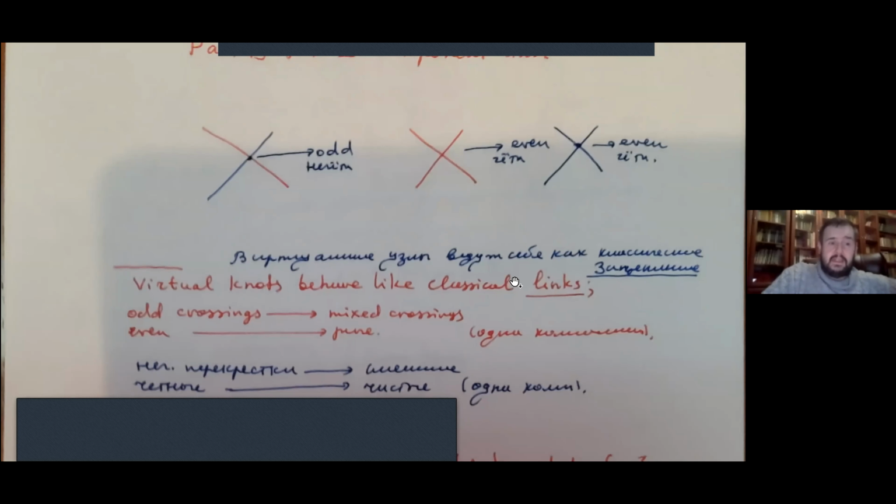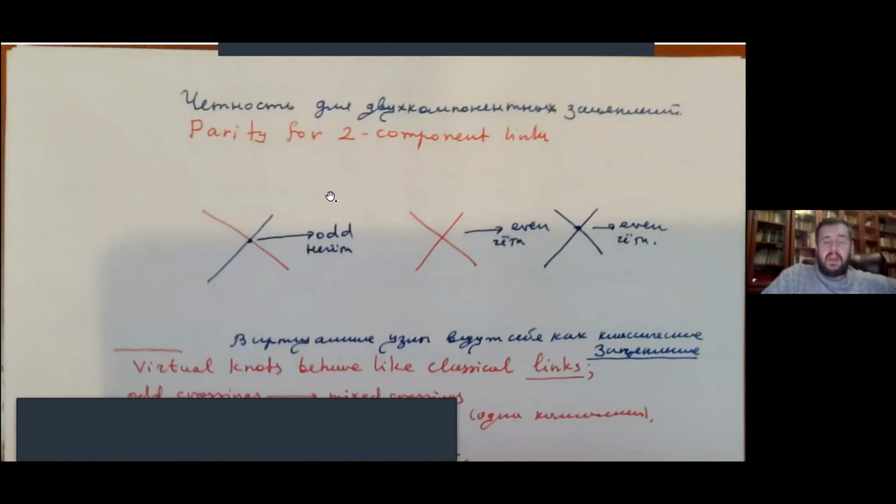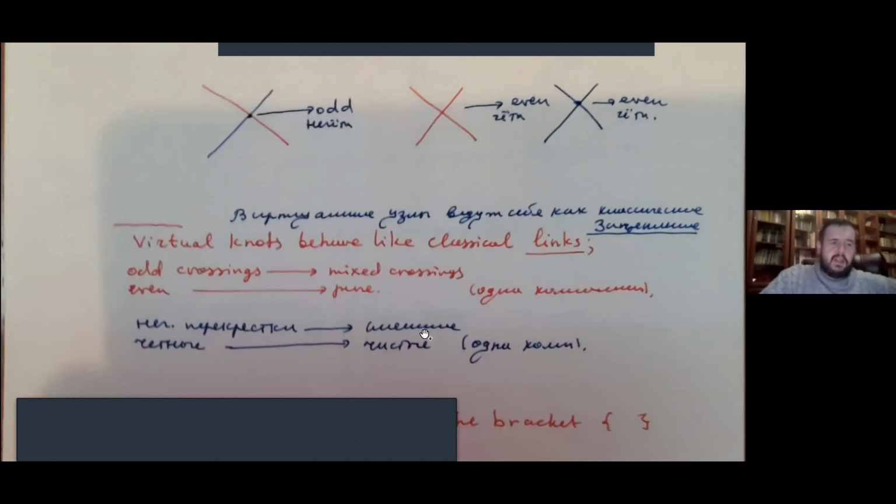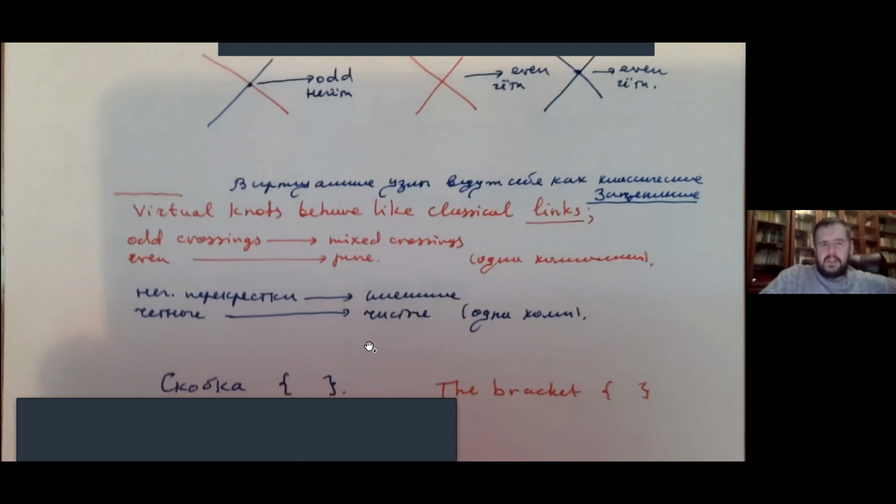So you see links in the following sense. If we have an even crossing, then somehow this is similar to the case when we have a pure crossing, a crossing between two different components. And if we have a component in itself, and if we have an odd crossing, then it's like a crossing between two different components, if there are only two components or two sets of components. Так что можно сказать так, что нечетные перекрестки это как будто бы такие вот смешанные, а четные это вот такие чистые перекрестки.